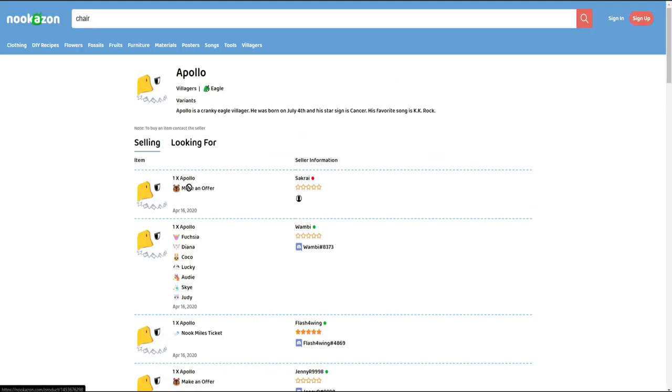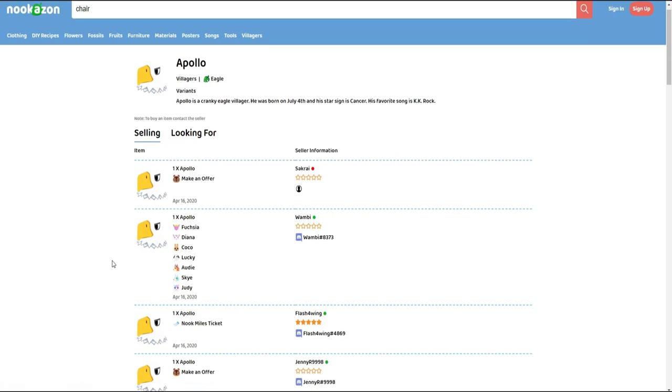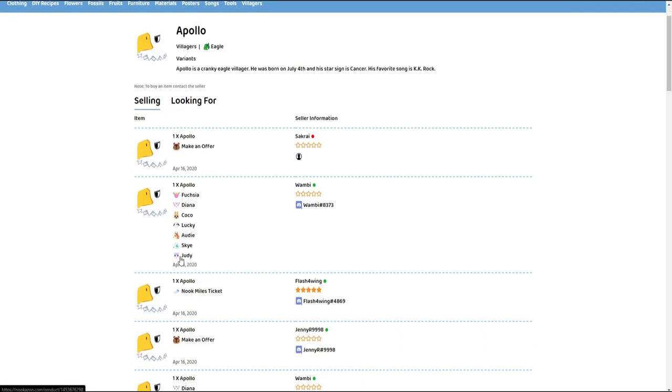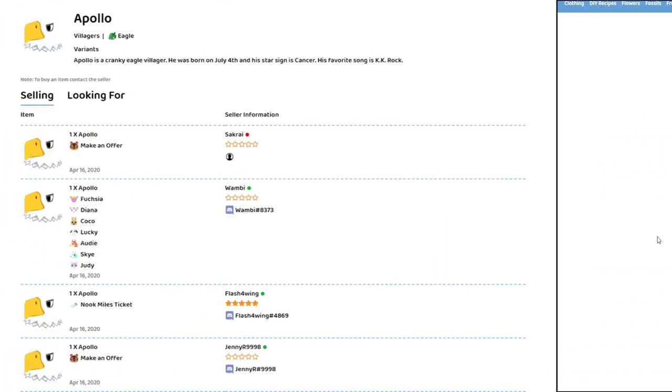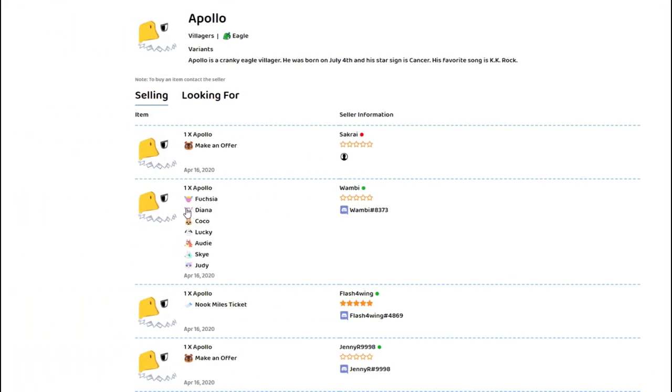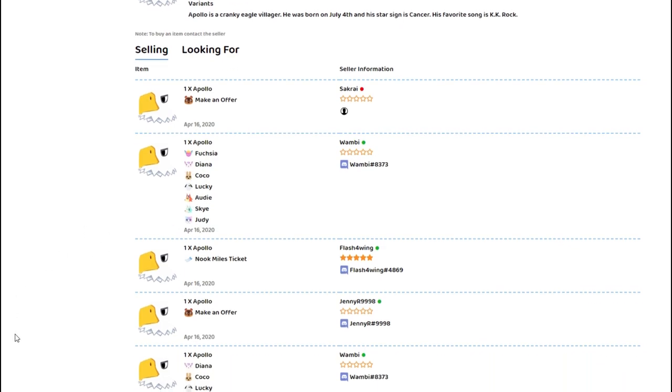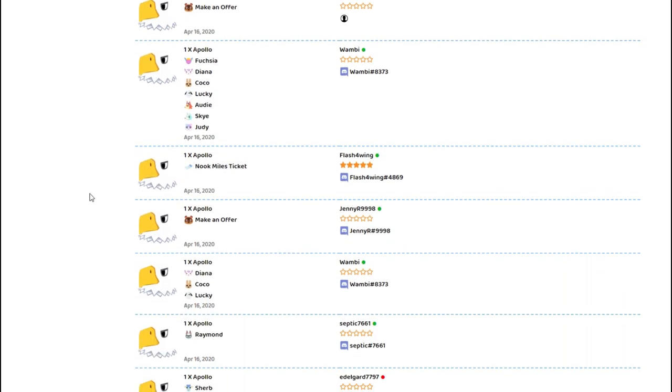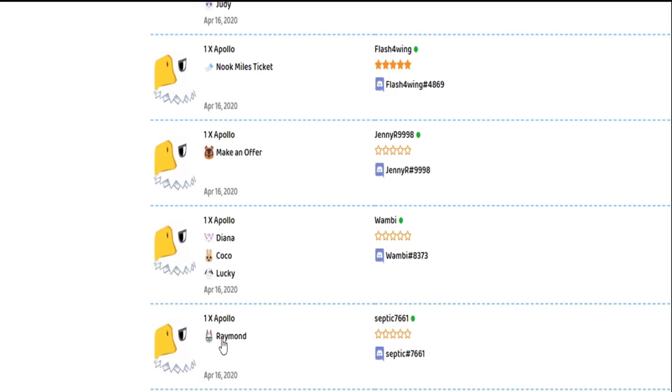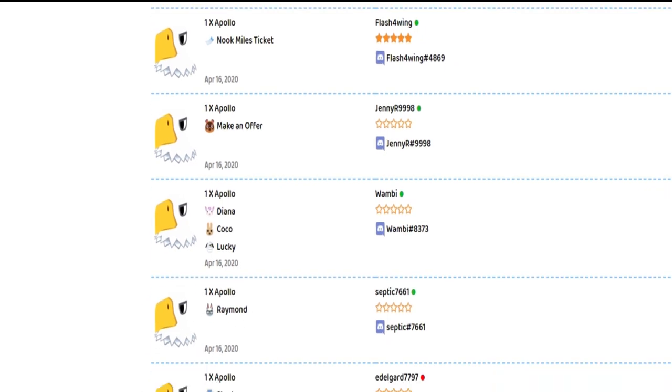Some people are saying, make me an offer. Some people are saying, hey, I need these other 10 different characters, it looks like that person's wanting. They're wanting to trade a bunch for Apollo, okay? Some people are saying, I want a Nook Miles ticket for Apollo. Somebody says, make me an offer. That's really cool, okay? Somebody's willing to trade Raymond. I would totally do that.